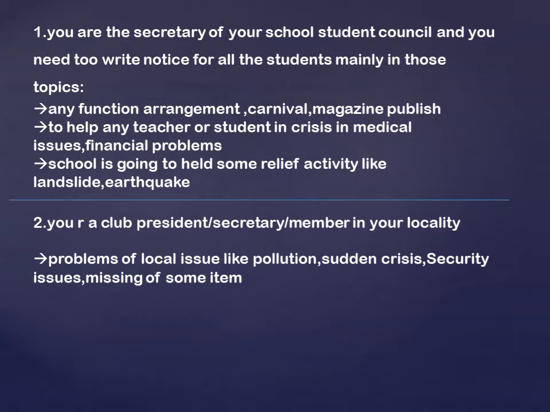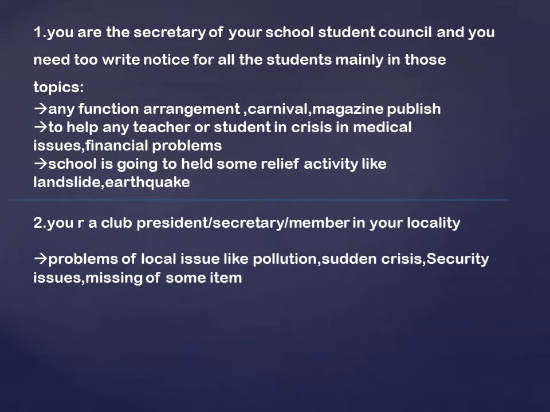So what are the types of notice that you will face in your examination? The types are actually: you are the secretary of your school student council, that will be your designation, and here you have to write about topics concerning the students and your school. As a student council member you have to write topics like your school going to arrange some function, annual function, annual sports, carnival, magazine publishing. Those types of activities are going to happen in your school, and then you have to write those.